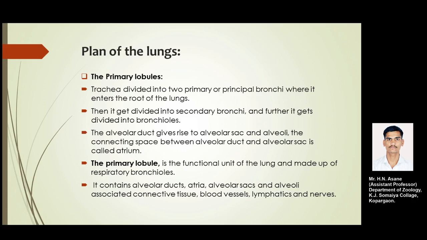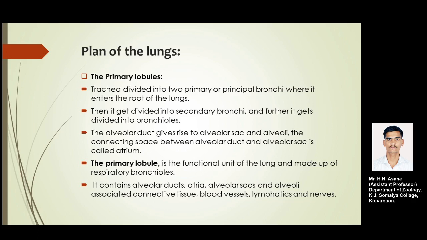Okay, and the primary lobule of the lung is the functional unit of the lung and is made up of the respiratory bronchioles. It contains the alveolar ducts, the atria, alveolar sacs, and alveoli associated with the connective tissue of this primary lobule. They also have blood vessels, the lymphatic system and the nervous system, the nerves, present over here.